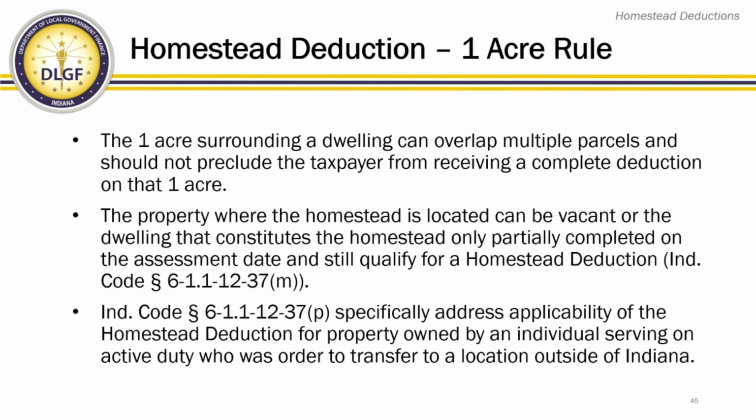But as it currently reads, the 1 acre surrounding the dwelling can overlap with multiple parcels, and it should not preclude the taxpayer from receiving a complete deduction under that 1 acre. The property where the homestead is located can be vacant. Sometimes an individual has to relocate for a not insignificant amount of time due to habitability issues and repairs, or a new home is being built for them and it's only partially completed. There's still the possibility under the homestead deduction statute for them to apply and qualify for the homestead deduction.